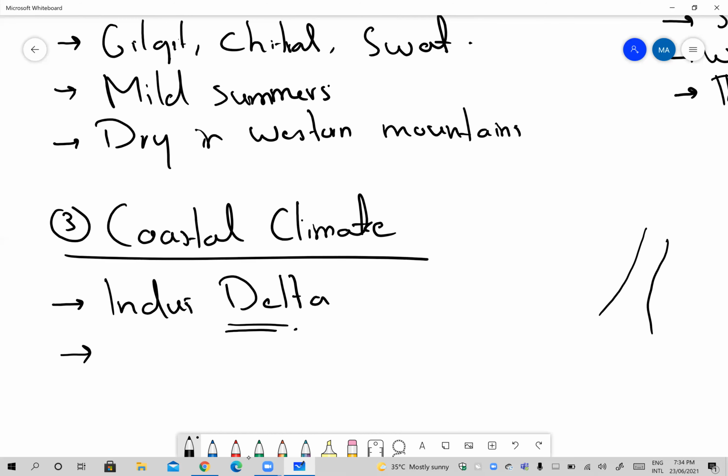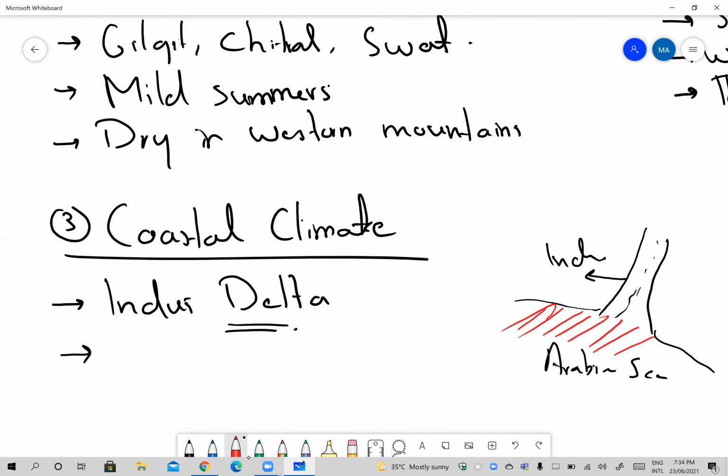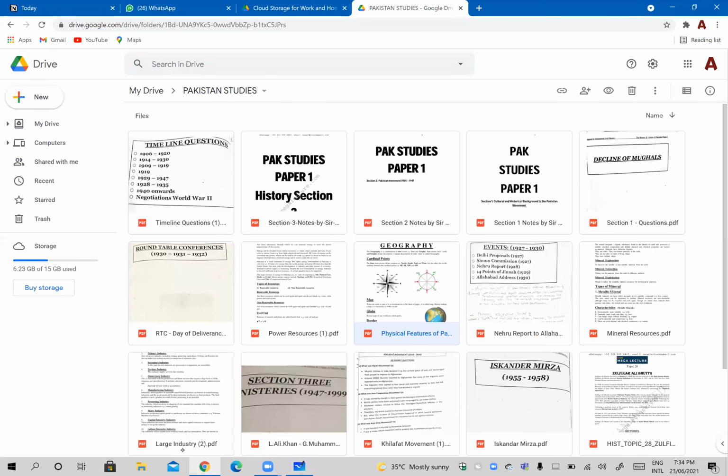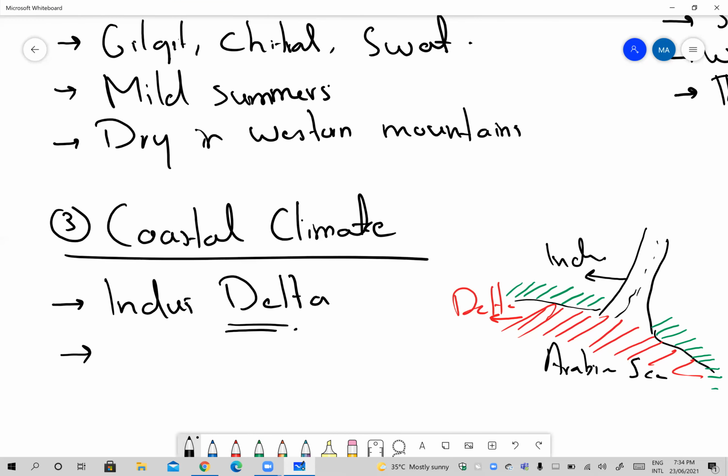For example, this is where the River Indus ends, and this is where the Arabian Sea starts. So assuming this is the Arabian Sea and this is the Indus River, this area in red is known as a delta. All the areas alongside the Indus Delta, the areas in green, experience coastal climate because these areas are immediately next to the Arabian Sea. Okay, I hope this is now clear. Abdul Rahman, is this clear to you as well? Yes, sir. All right.